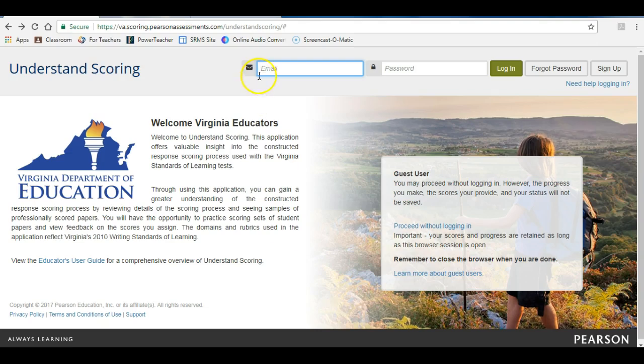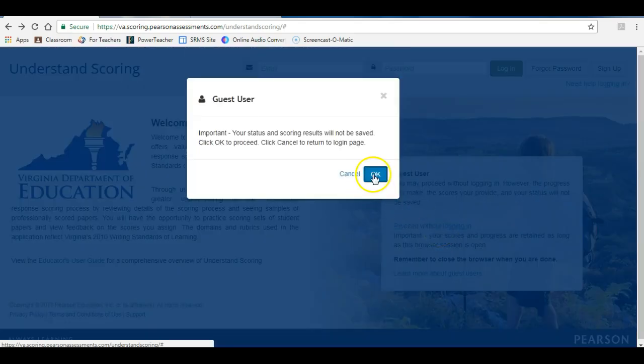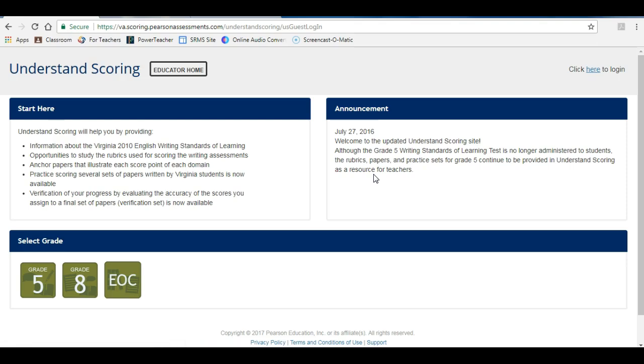So I need you to ignore this stuff up here at the top. You're going to click where it says Proceed without logging in. This will pop up and you say OK. All it says is it won't be saved because you're not logging in as an actual teacher, so you need to finish it today. So we are only worried about grade 8.